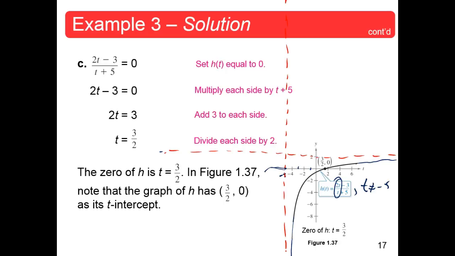2 times -6 is -12 minus 3 is -15. -6 plus 5 is -1. That would be +15. Is that what you said? +15. So that would be somewhere up here. That's 2, 4, 6, 8, 10, 12, 14, 16. Somewhere here at -6 you would be there.